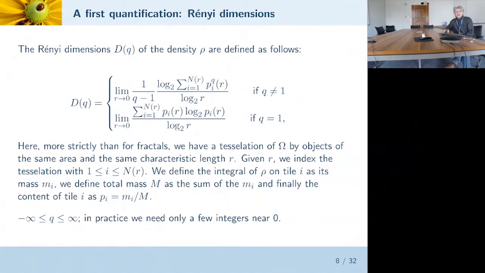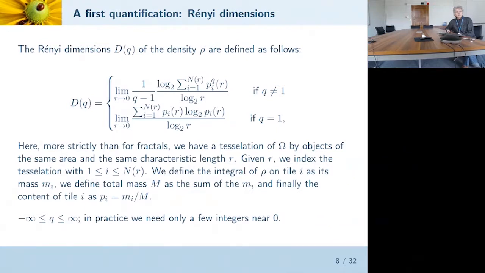Well, every tile has an integral which gives us what we might call the mass of the tile. So tile i has mass m sub i, the total mass is the sum of the m_i, and so the content of tile i is just the ratio between the mass on that tile and the total mass. And so the p sub i's all add up to 1, and when we take a power of q, we can take this slightly peculiar but also interesting fraction. This is meant to be just L'Hopital's rule, the limit as q goes to 1 of that. And this quantity settles down, and it's a function of q. So this D, which we compute like this, is a function of q.